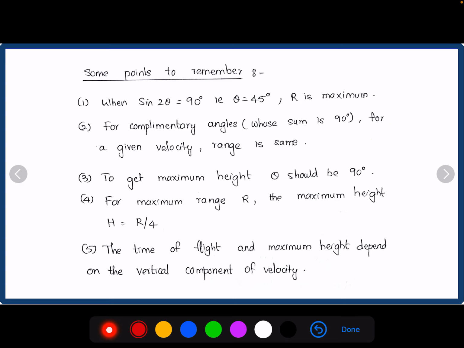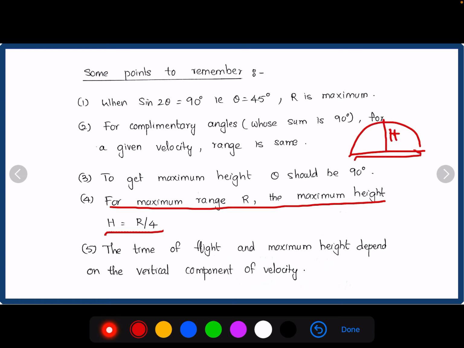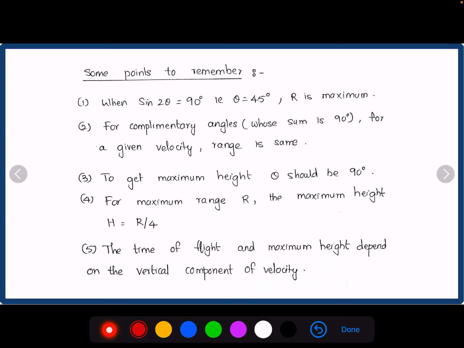Third point: to get maximum height, theta should be 90 degrees. Fourth one: for maximum range, maximum height will be r by 4. If you want to get a maximum range, that is when theta is 45, in that particular case, height will be equal to r by 4, that is range divided by 4. Note these points for the competitive exams.